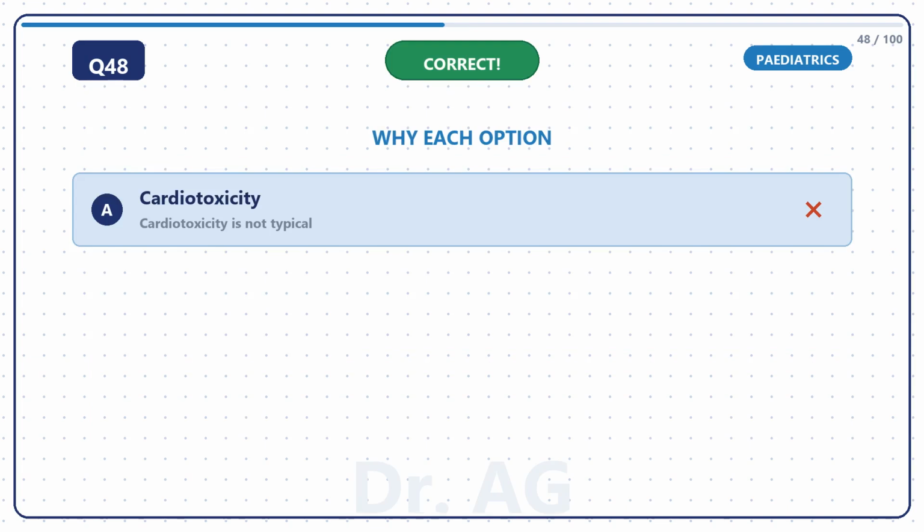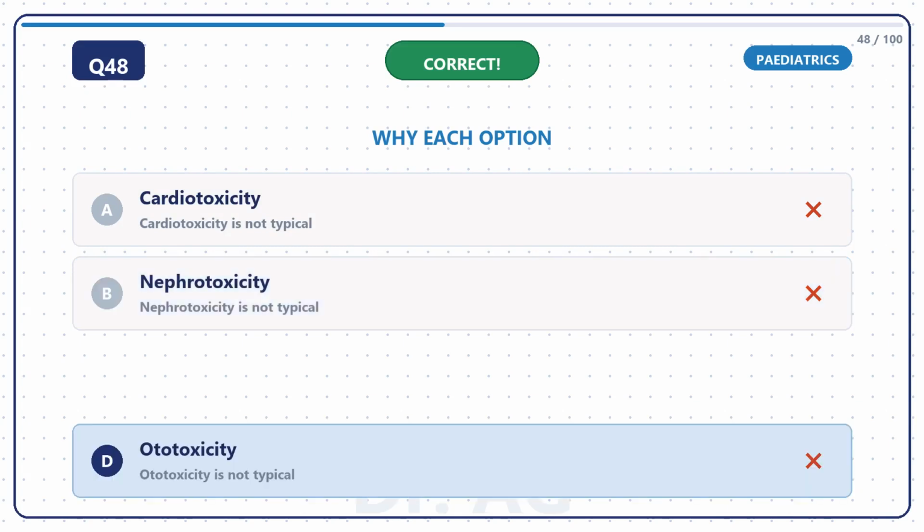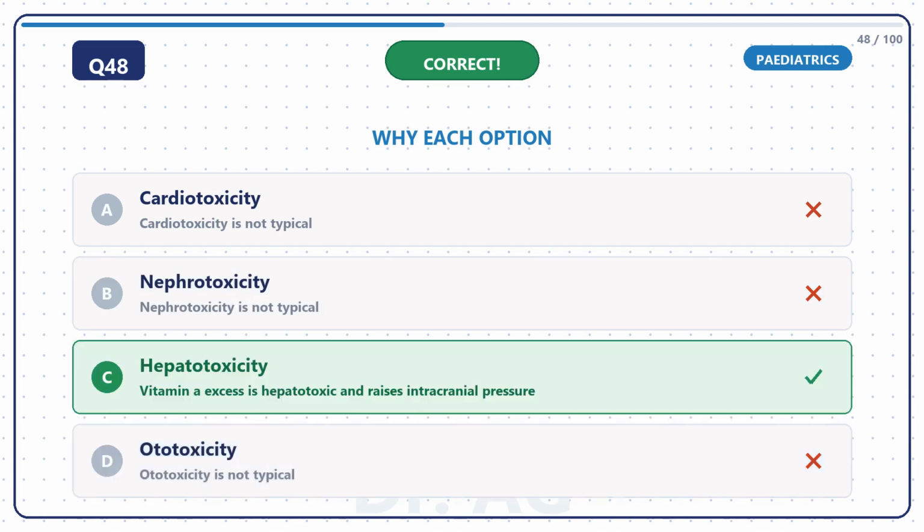Cardiotoxicity is not typical. Nephrotoxicity is not typical. Ototoxicity is not typical. And the correct answer is hepatotoxicity. Vitamin A excess is hepatotoxic and raises intracranial pressure. So, the right answer is option C.